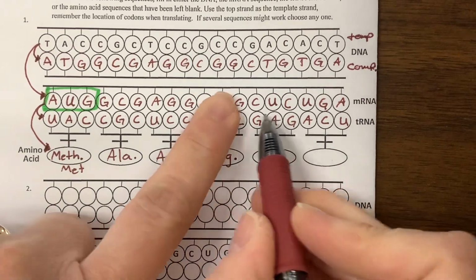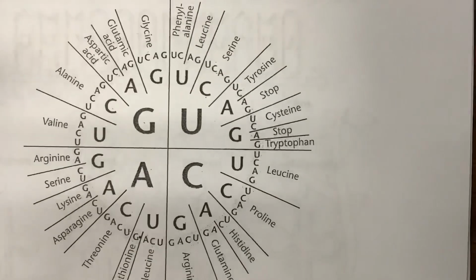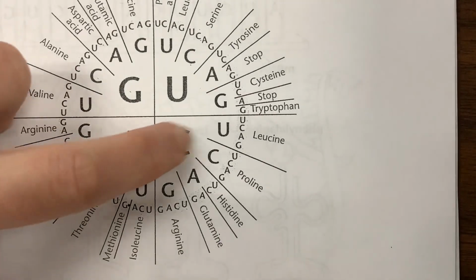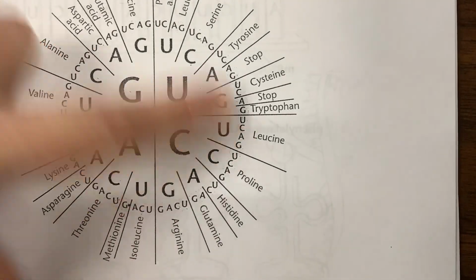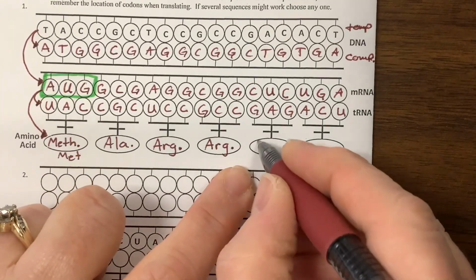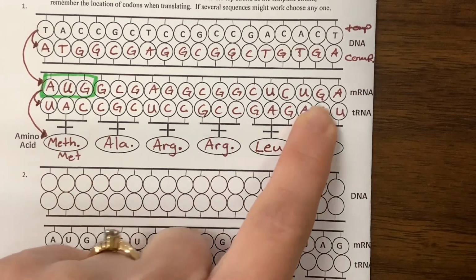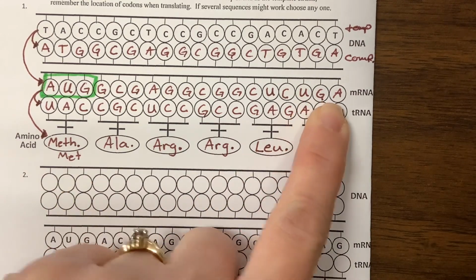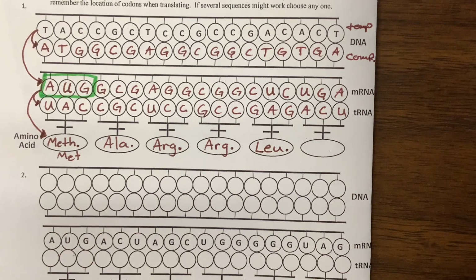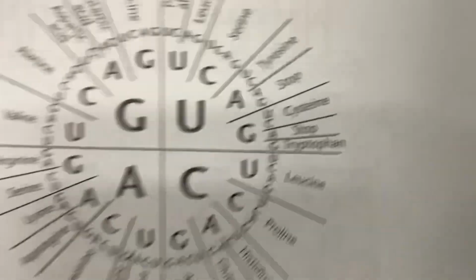Okay, my next codon is CUC, so leucine. And I'll just write my LEU for leucine. And then my last codon is UGA, and this one's usually a special codon that basically tells the ribosome to stop making the protein.